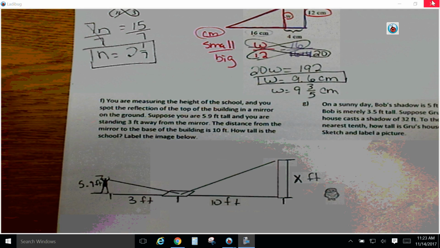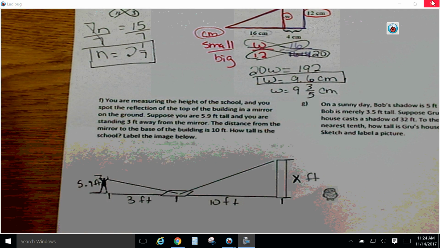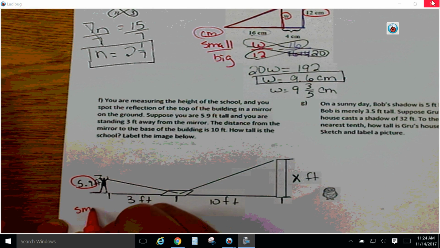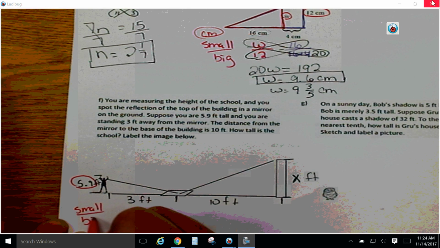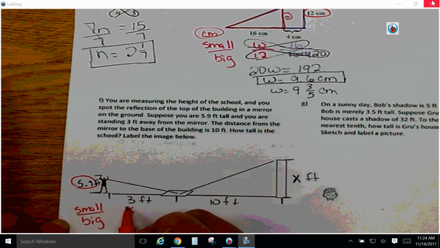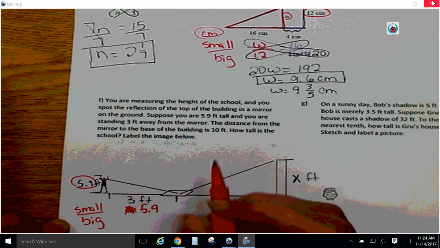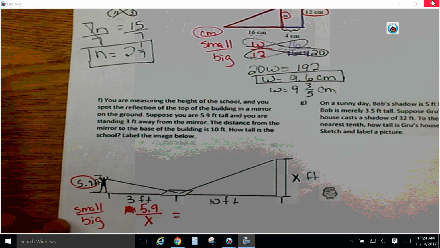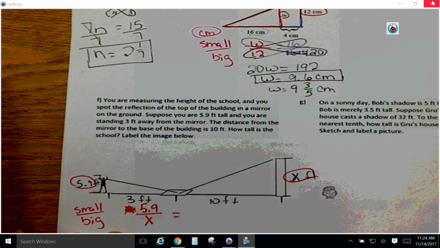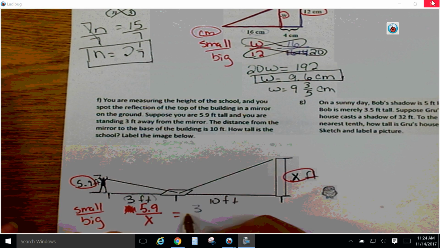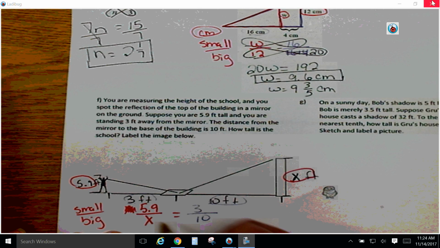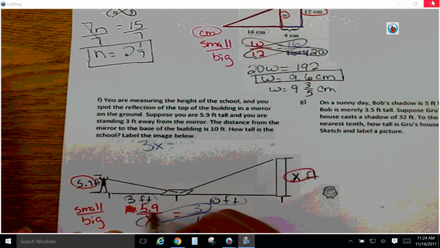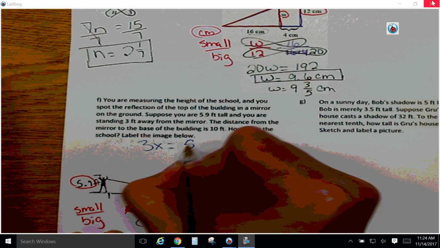Okay? So from there, we can set up our proportions. So let's go small to big again. Oh, I did that wrong. Small is 5.9, right? And the big amount is X. Set that equal to, here the small amount is 3, and the big amount is 10. So we do some cross multiplication, and we get 3X. And we do 5.9 times 10, and we get 59.